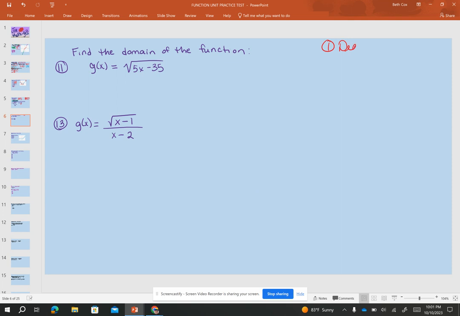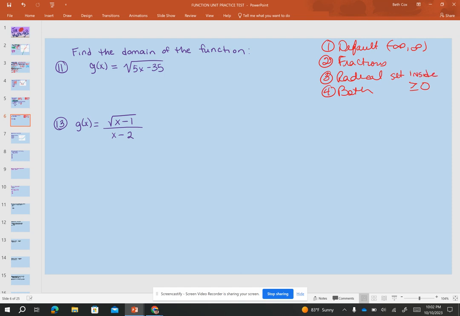The default is negative infinity to positive infinity. We have a rule for fractions. We have a rule for radicals. And we have a rule for both. Okay, this one's a radical. The radical rule is to set the inside greater than or equal to 0. That's what we're going to do.